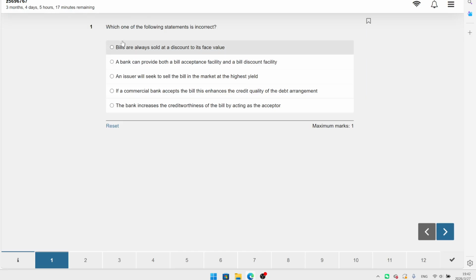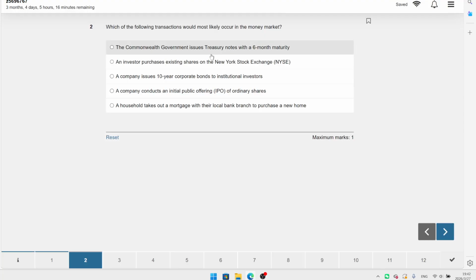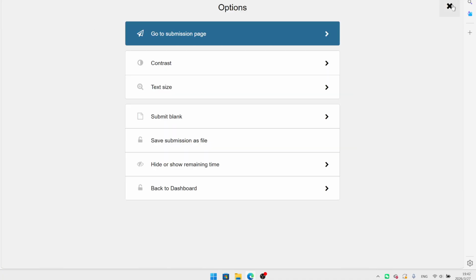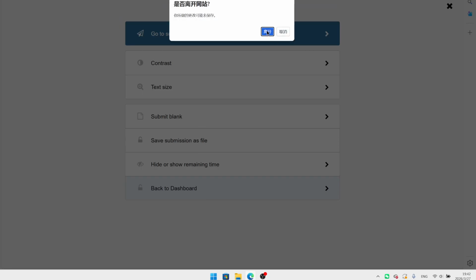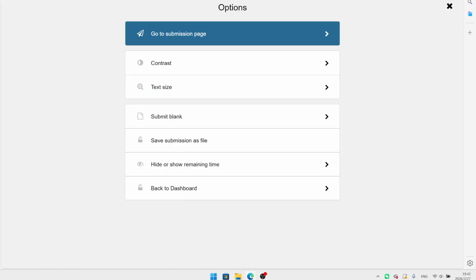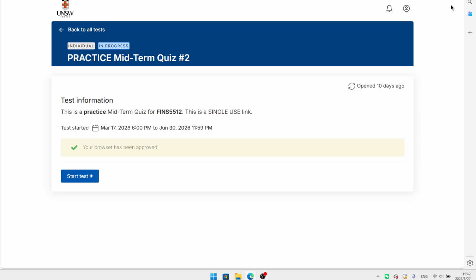Which of the following instruments is incorrect? The bank increase. I think midterm quiz 2. So we just need to look at the salary for less. I think back to dashboard. That's the same question. Midterm quiz 2. Yes, the same. I know that it's the same. So let's try the 3 times. So can we go back to dashboard and close it?